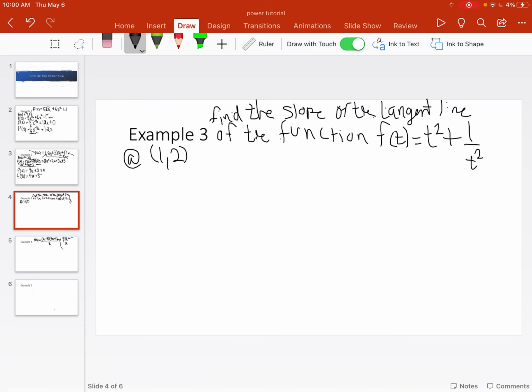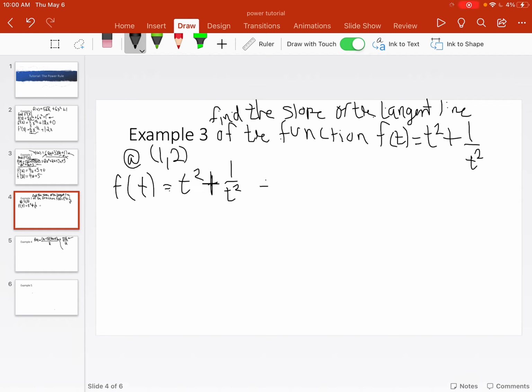So example 3. This example says find the slope of the tangent line of the function f of t equal to t squared plus 1 over t squared at the point (1, 2). So again, we are going to write out our function. We got our function here, and we want to get this into a more workable format.